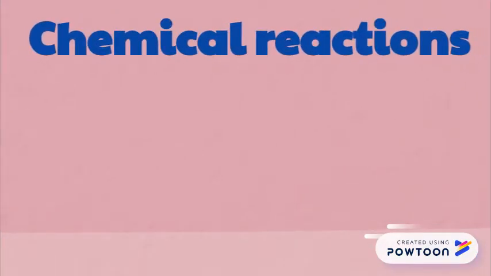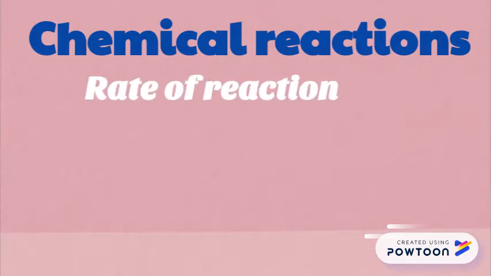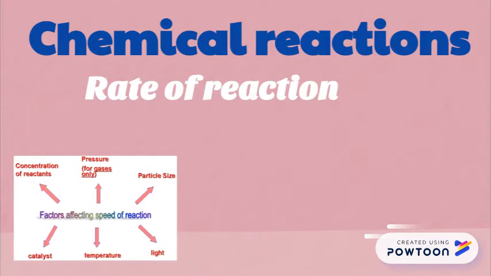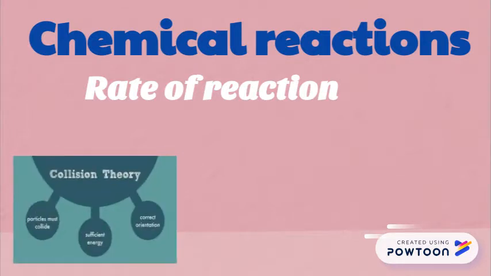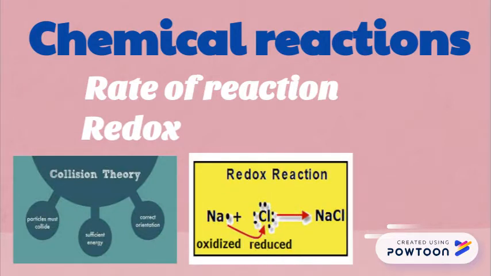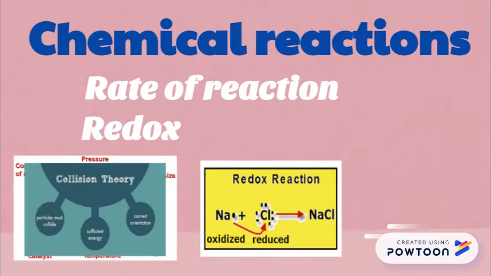Next chapter is chemical reactions. The first subtopic, rate of reaction. Describe the factors that affect the rate of reaction in terms of collision theory. The second subtopic, redox. Describe what redox is and how to test for oxidizing and reducing agents.